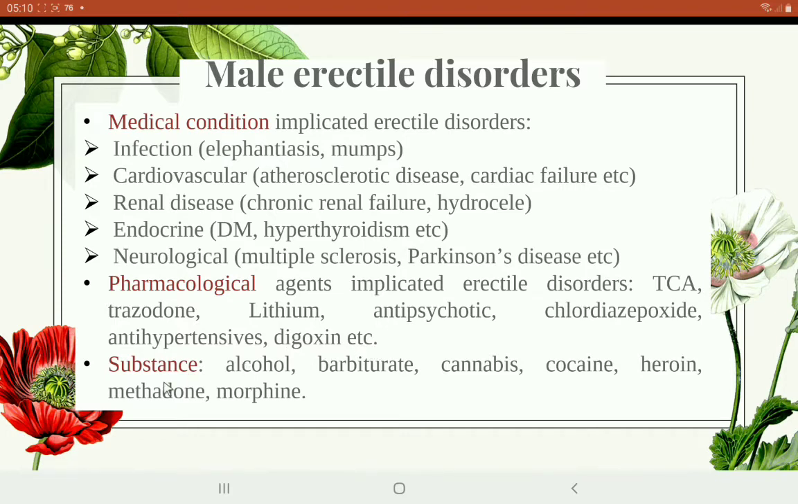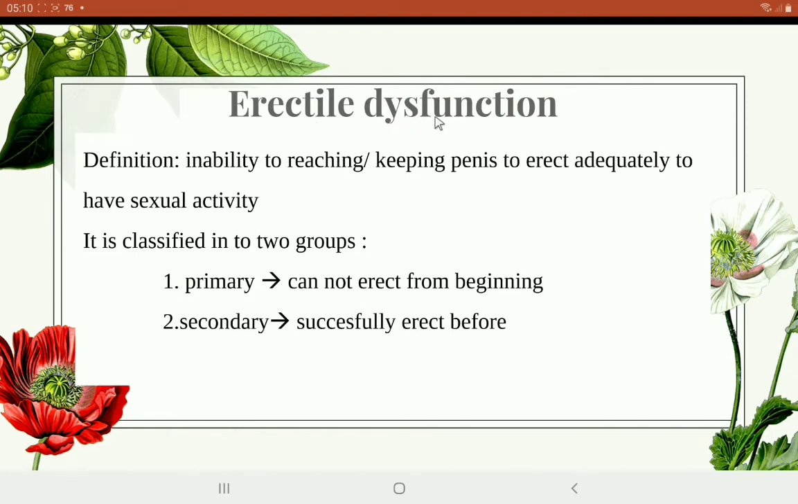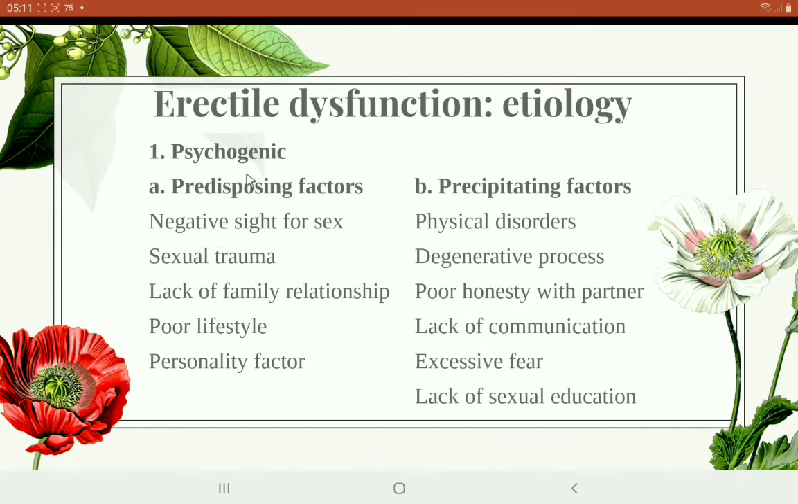And examples of substances are alcohol, barbiturate, cannabis, cocaine, heroin, methadone, and also morphine. The definition of erectile dysfunction is the inability to reach or keep the penis erect adequately to have sexual activity. It's classified into two groups. The first is primary erectile dysfunction, that cannot erect from the beginning, and the secondary erectile dysfunction is one who successfully erected before.